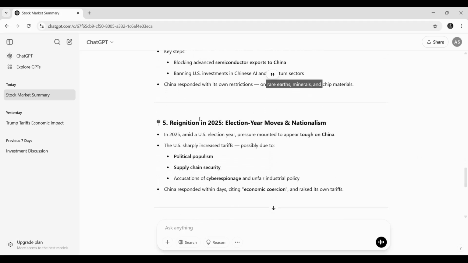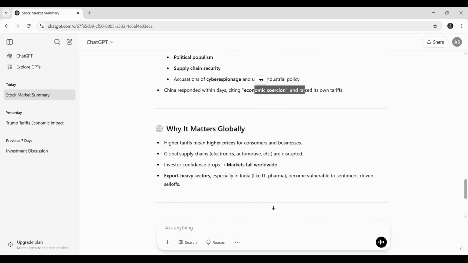Then reignition in 2025: election year moves and nationalism. In 2025, amid a US election year, pressure mounted to appear tough on China. The US sharply increased tariffs, possibly due to political populism, supply chain security, accusations of cyber espionage, and unfair industrial policy. China responded within days, citing economic caution, and raised its own tariffs.